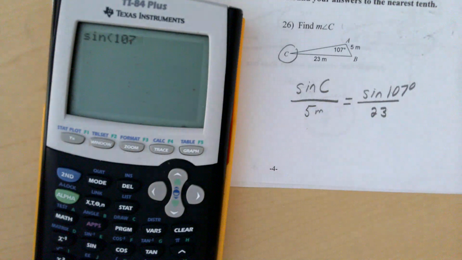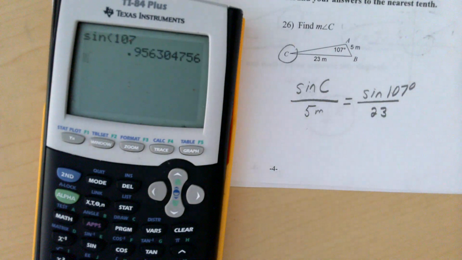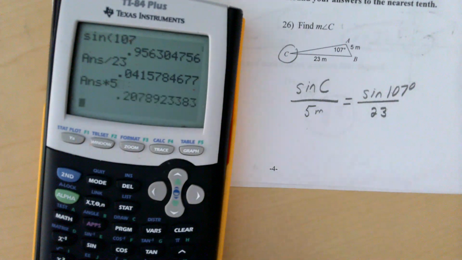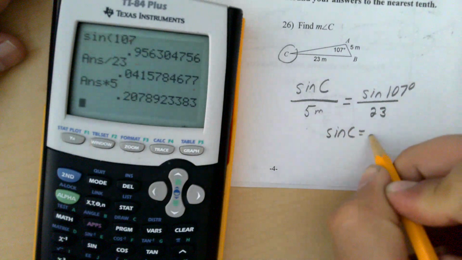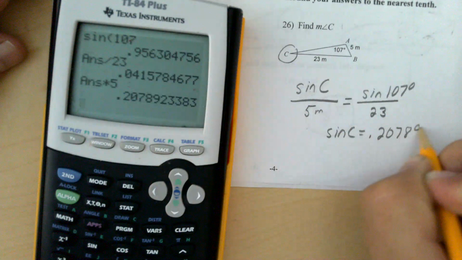Now here's where some people do mess up. Either close the parentheses at this point or hit enter. I like to hit enter. I like the calculator to just calculate. Tell me what the sine of a 107-degree angle is. There it is. And then I divide by 23, hit enter, and then multiply by 5. Now this isn't the answer. Now I'm going to write this, but just realize that's not an angle. That is a ratio.